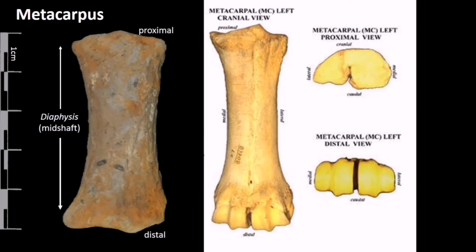The next one is the metacarpus, or the cannon bone. Well, the cannon bone that was presented to me was less than 5 cm actually.